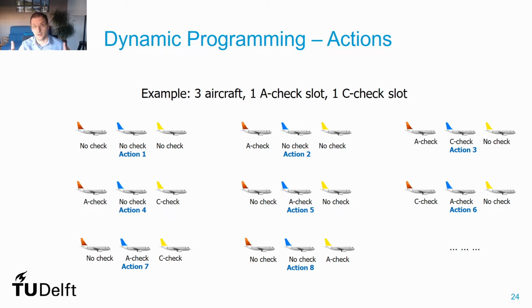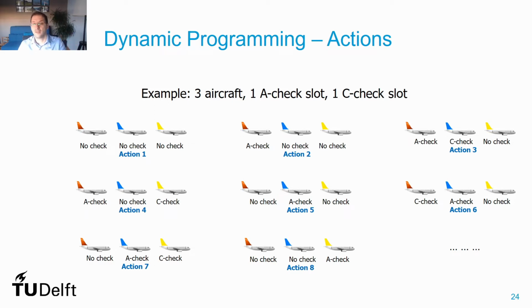If we have a single aircraft in our fleet and one A-check and another C-check slot per day, we do have 3 possible actions: to perform an A-check maintenance in that aircraft, to perform a C-check maintenance in that aircraft, or to not perform any maintenance check on that day and keep the aircraft flying. Actually, we do have a fourth option, which is to merge the A-check into a C-check, which is a common practice if that's desirable for the airline. But we'll leave that out of our discussion in this lecture.